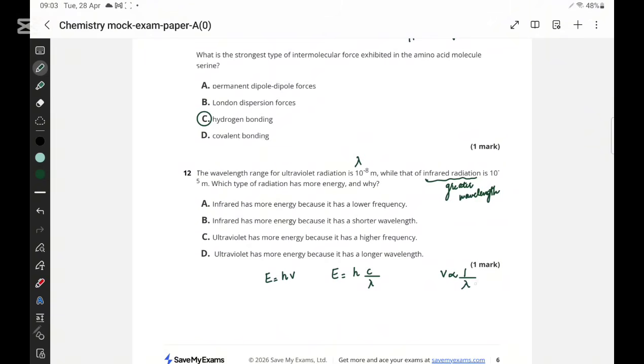So now the one which is going to have lower wavelength is going to have higher frequency, and if it is going to have higher frequency, then as we know, energy is directly proportional to frequency. So if you are having higher frequency, then you are going to have more energy. So option C, that ultraviolet radiation which is having the lower wavelength, is having the higher frequency, and if its frequency is higher, then its energy is also higher. So option C is going to be the right one.